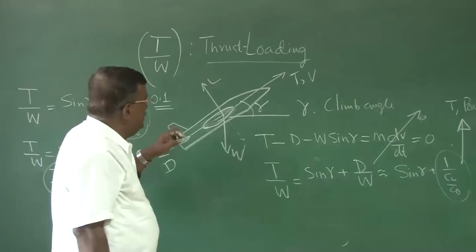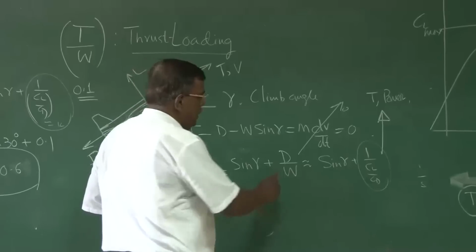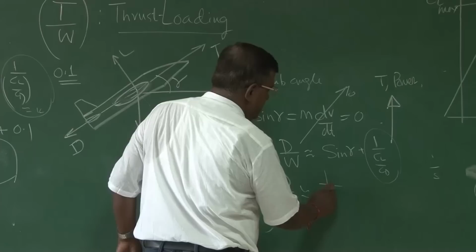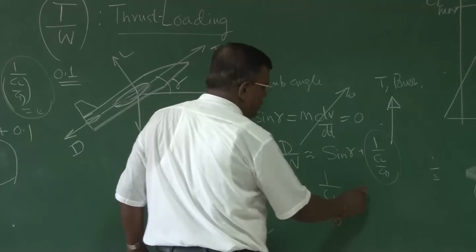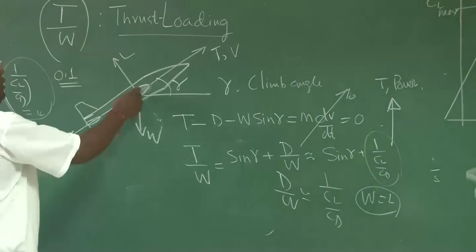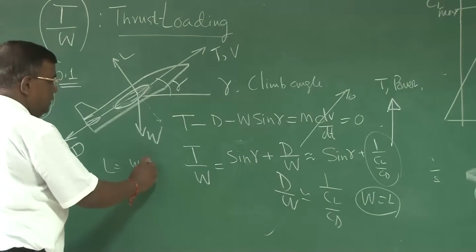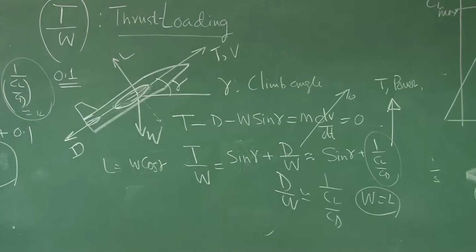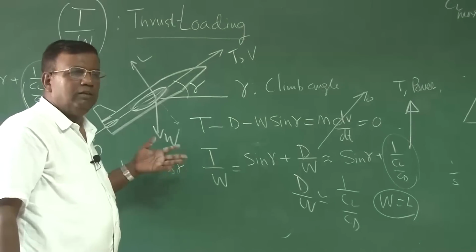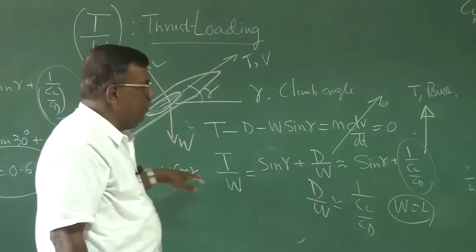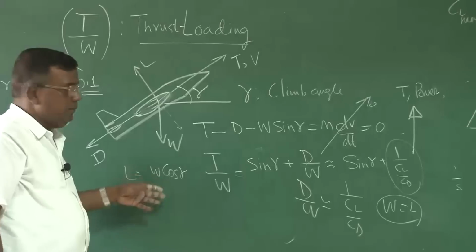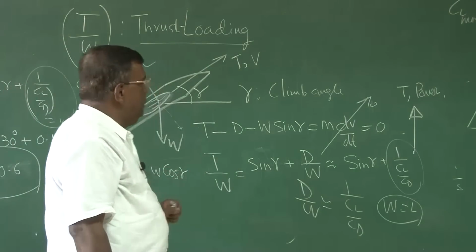Please understand that when I have written here D by W, and D by W I have approximated as 1 by CL by CD, that means I have assumed W equal to lift, which is an approximation, where clearly you know that L equal to W cos of gamma. As designers, we know that gamma around 15 degrees, then cos gamma is almost 1. So some sort of approximation we have done. For analytical solution, of course, you should find out exactly by putting these values. So that should be kept in mind.